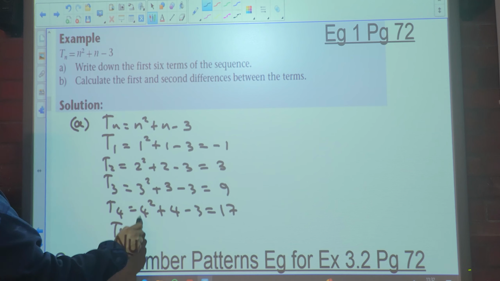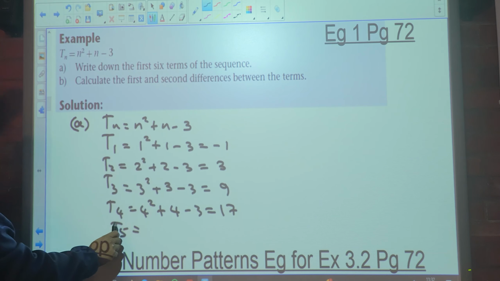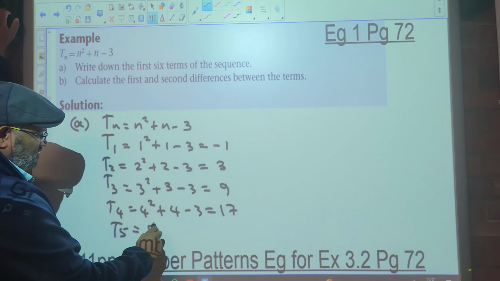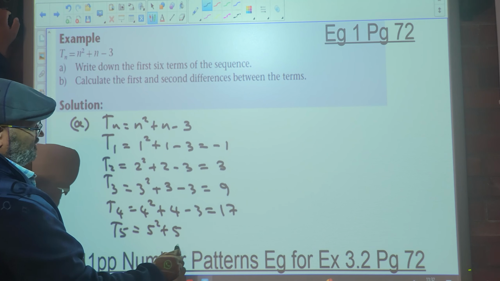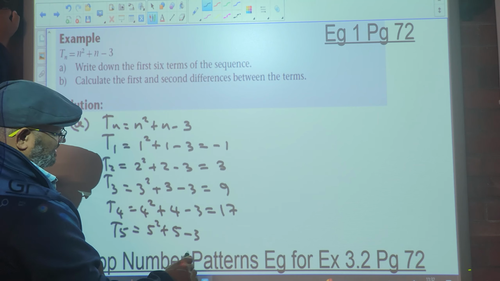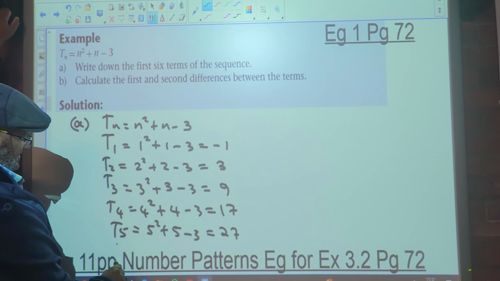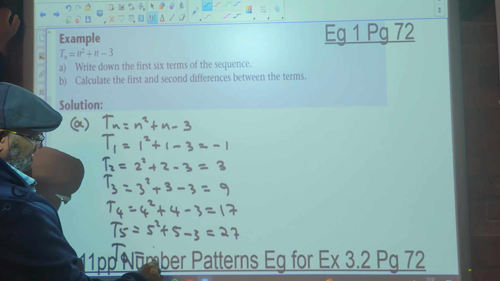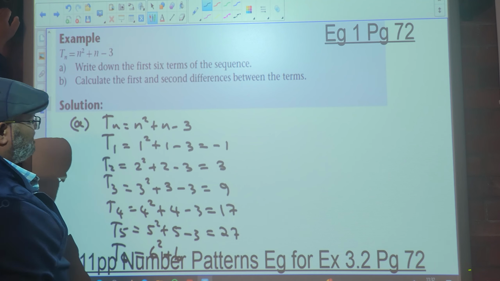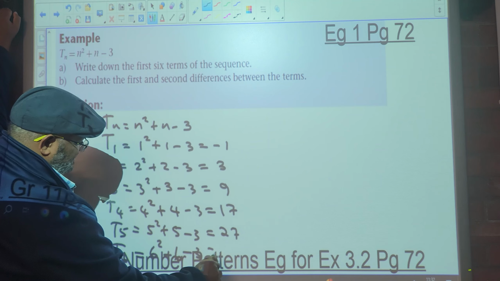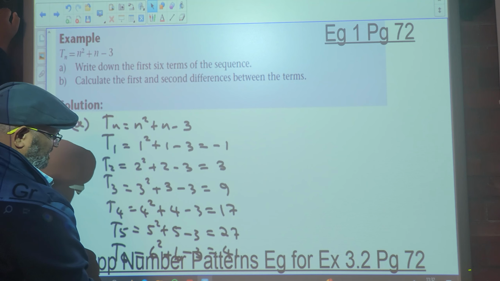Term 5. So wherever I see an n, I replace this with the position number. So 5 squared is 25 plus 5 is 30, sorry, minus 3 is 27. Term 6 is the 6th term, of course. It's going to be 6 squared is 36 plus 6 is 42, minus 3 is 39.